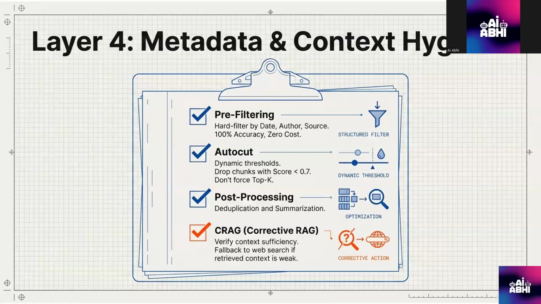After retrieval, you can also do context management. Deduplicate the chunks that say the same thing. Compress long chunks by summarizing them. Remove the chunks below a relevance score threshold. This is called auto cut. Instead of always returning 5 chunks, return only the chunks above a certain score. Sometimes 2 great chunks beat 5 mediocre ones.